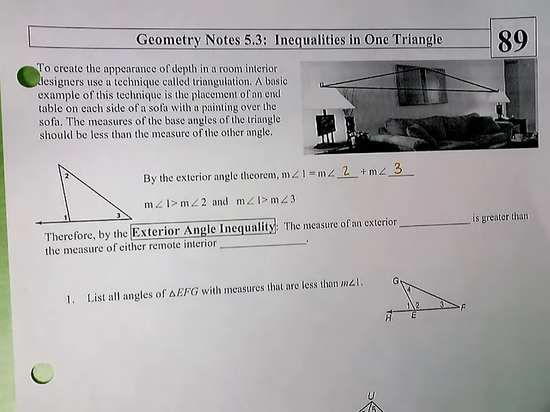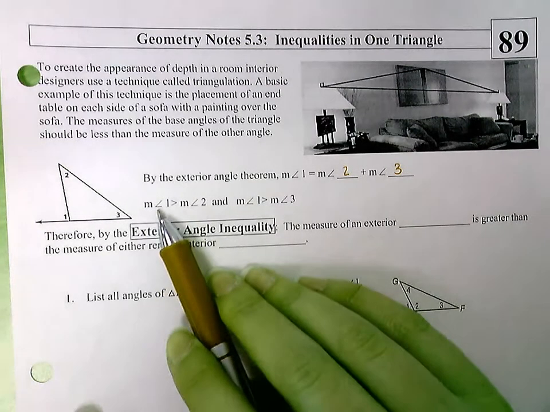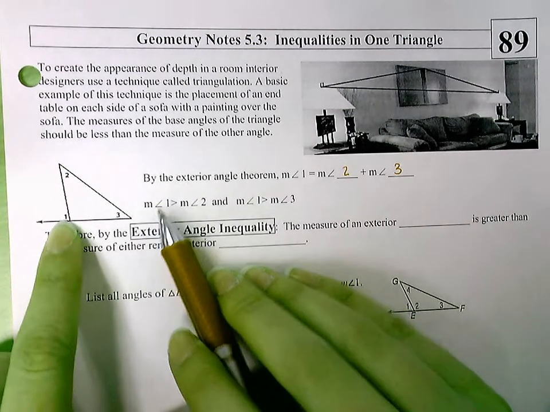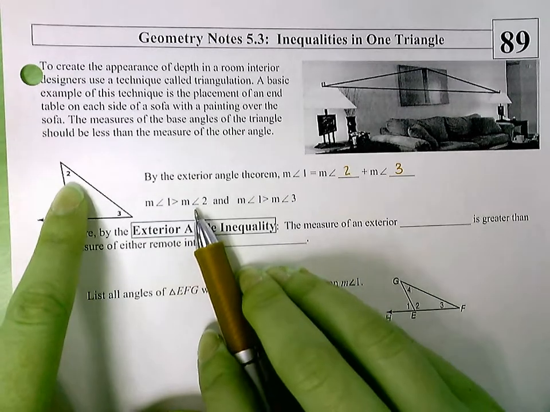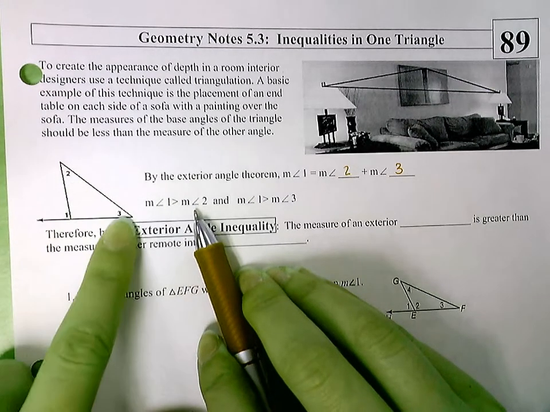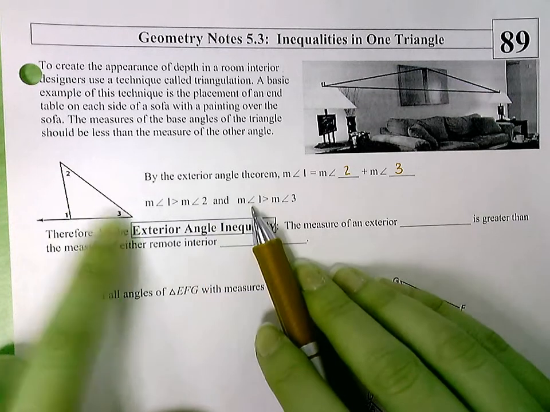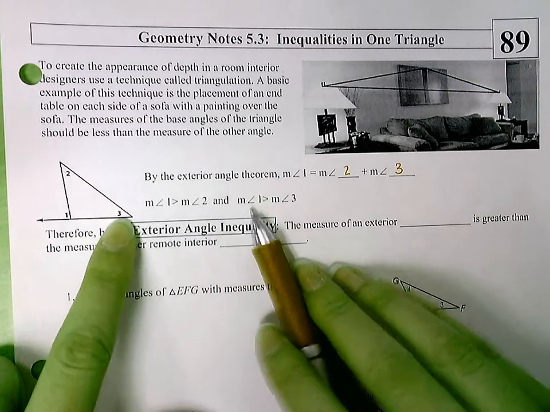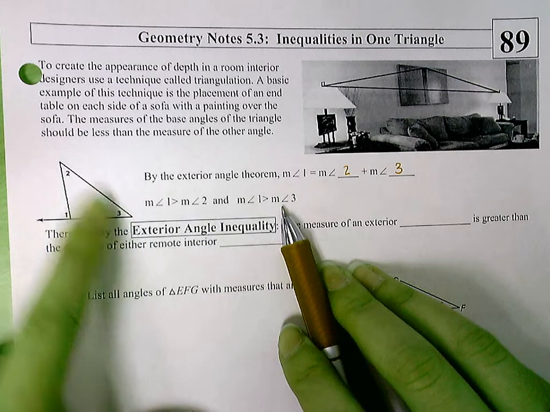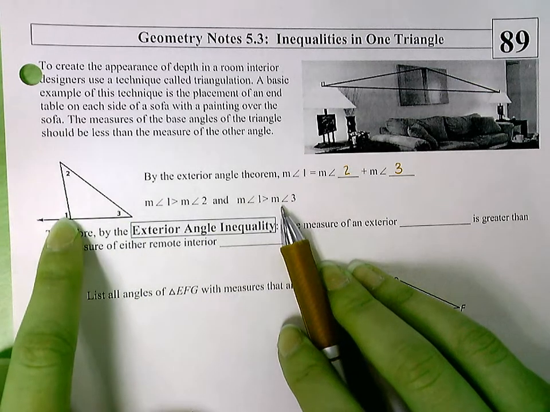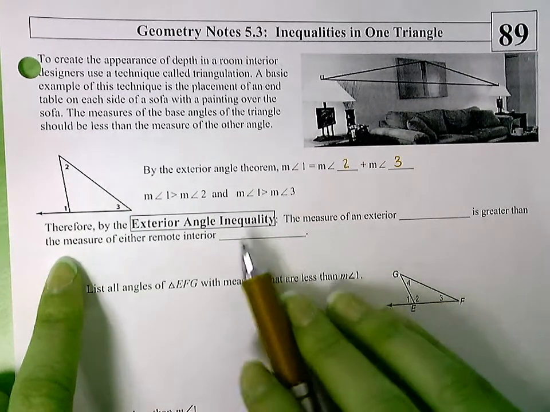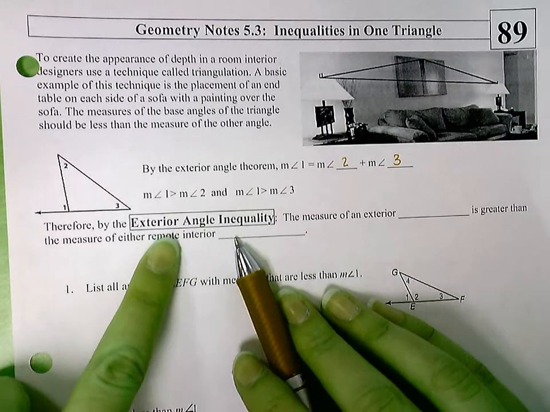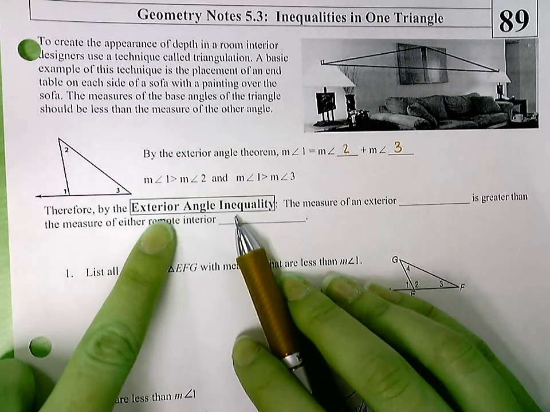Okay, meaning that the measure of angle 1 has to be greater than angle 2, right? Since to get 1, I have to add those two together. And angle 1 has to be greater than 3. Since, again, I have to add 3 and 2 together to get 1. Okay? So that's what we're going to talk about today, the exterior angle inequality.